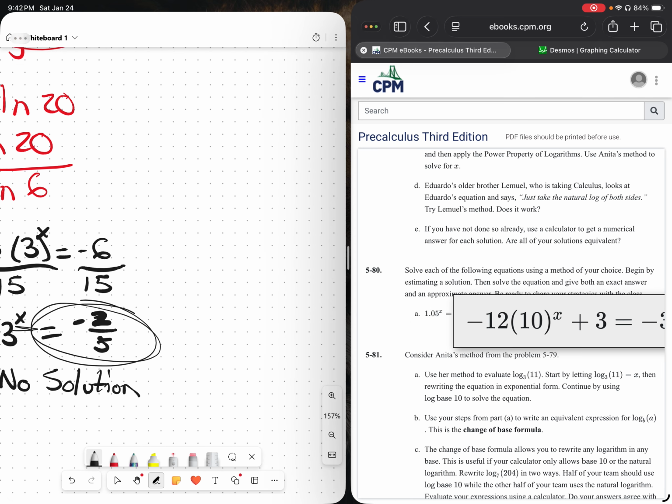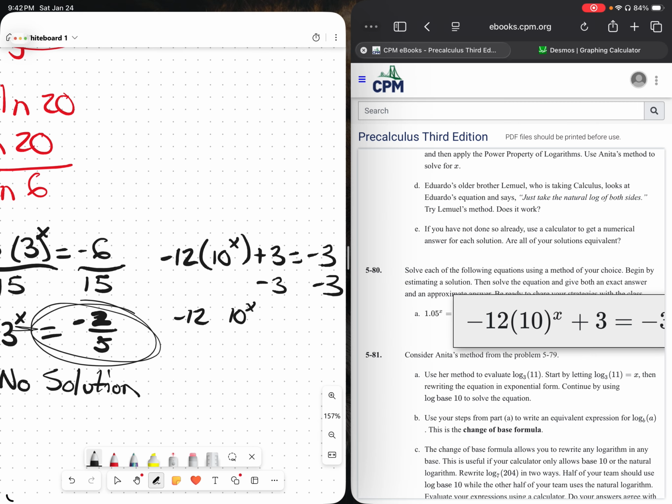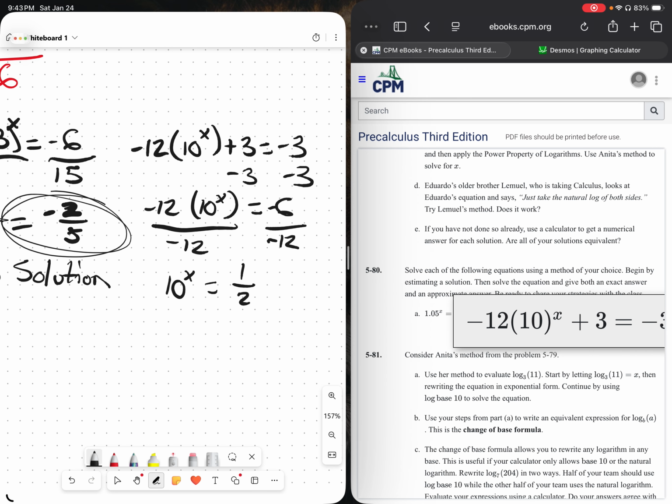Okay, and then if you look at C, C's hard to see here, but -12 times 10 to the x plus 3 equals -3. Okay, so subtract 3. We have -12 times 10 to the x equals -6. Divide by -12. You get 10 to the x equals 1/2. Okay, then take it to a log. So log base 10 of 1/2 equals x. Remember, base 10 we don't have to write, right? Put that in our calculator. Again, it gives us that number.